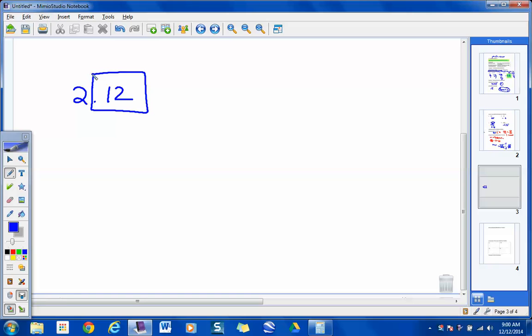To turn 0.12 into a fraction, that's the same as 12 over what, kiddos? 1 and 2 zeros, right? All right, so let's reduce 12 over 100. 2 will go into both, right? I've got a 6 and I've got a 50. Won't 2 go into both the 6 and the 50? How many times will 2 go into the 6? 3. How many times will 2 go into 50?